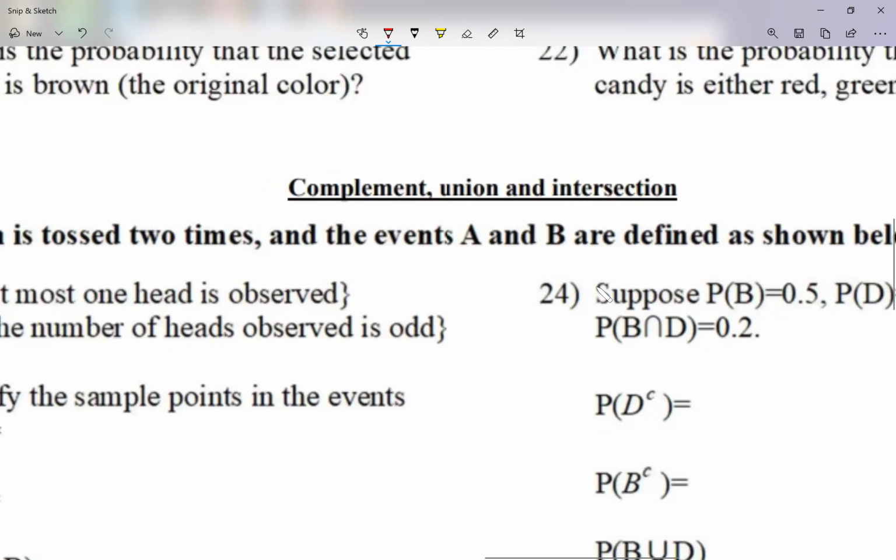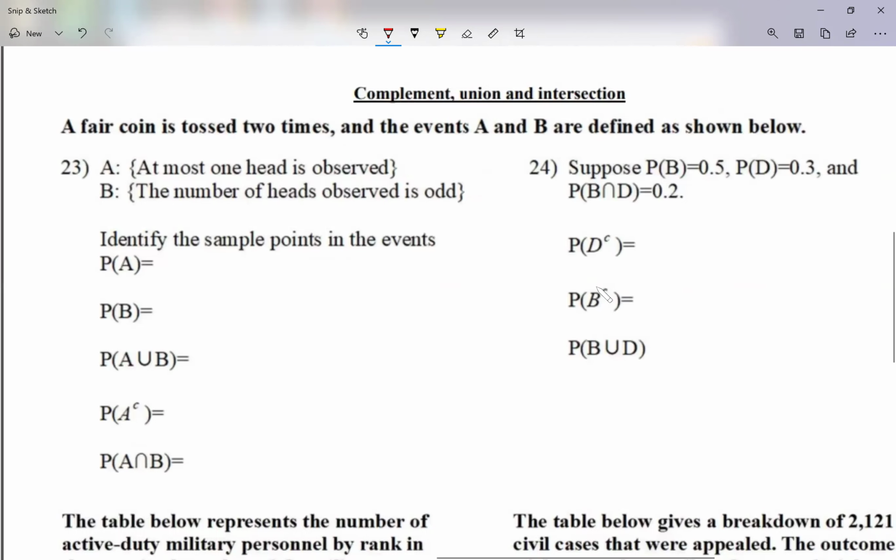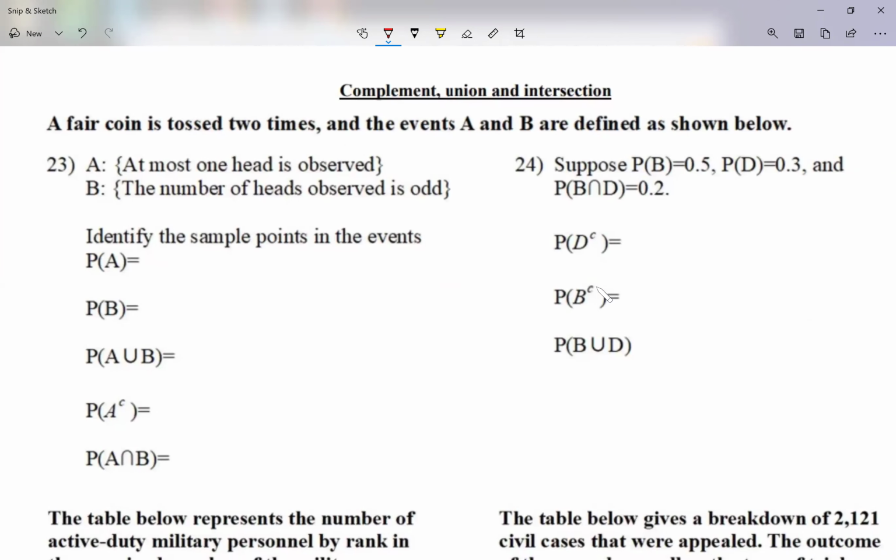Okay, so let's see. What does this look like? A fair coin is tossed 2 times, and the events A and B are defined as shown below. A: at most 1 head is observed, and B: the number of heads observed is odd.